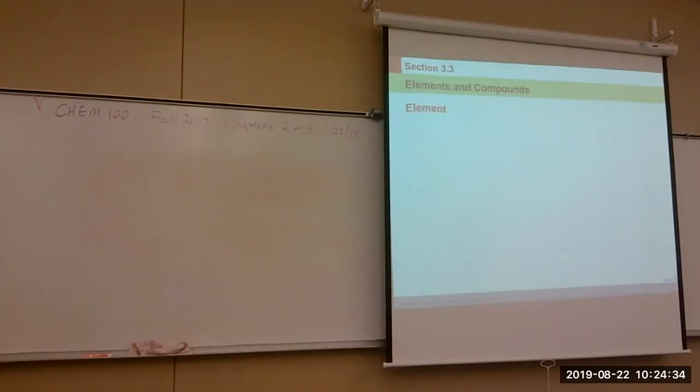Okay, what is an element? The first scientific definition of an element came from Robert Boyle. We'll talk about him later again. He did experiments with gases. But he was also, in those days, they called it natural philosophy. But it was chemistry, physics, and whatever else you wanted to do. And he said that an element was a substance that could not be simplified any further by physical or chemical means.